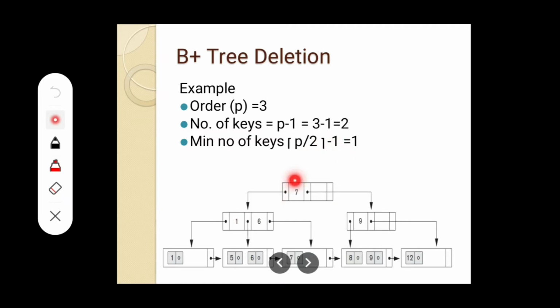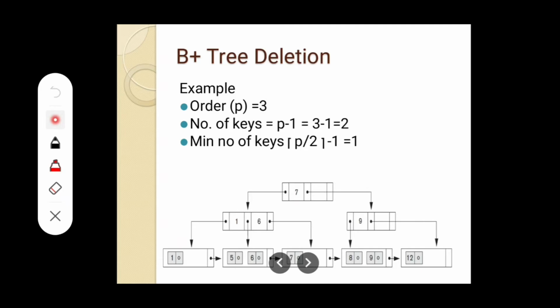So there must be a minimum of one search key value in a particular node. Maximum it can have 2. So at least one value must be there, and a maximum of 2 is allowed. 3 tree pointers are needed. So this is the concept. And this is the given tree, from which we are going to delete certain values.